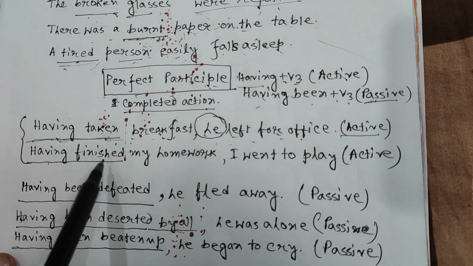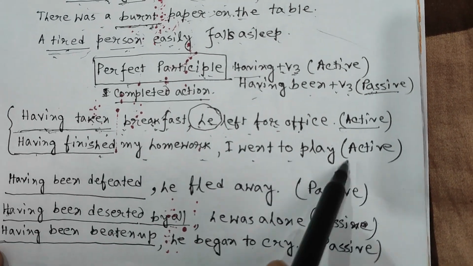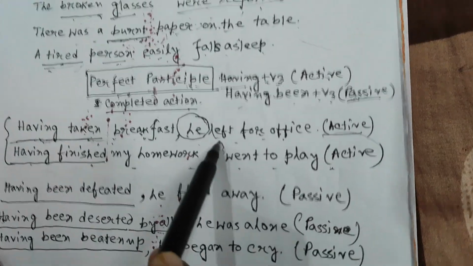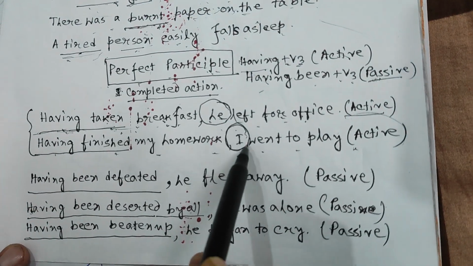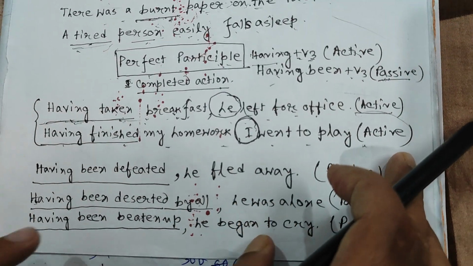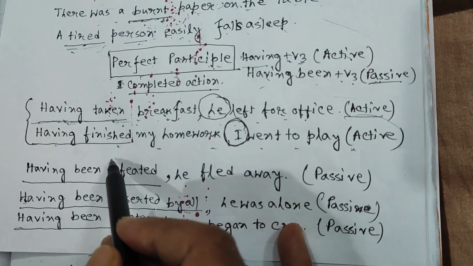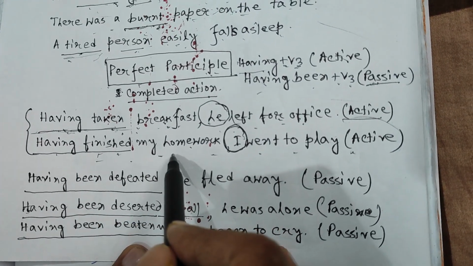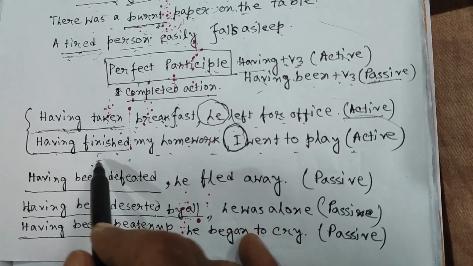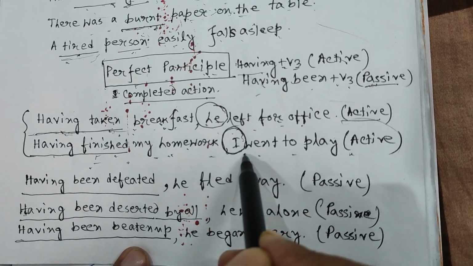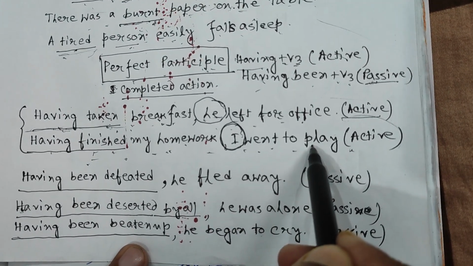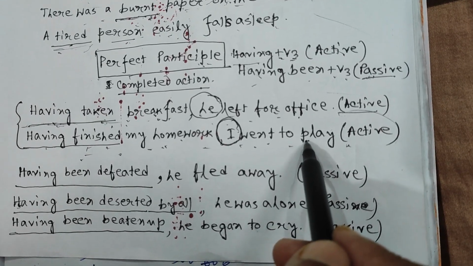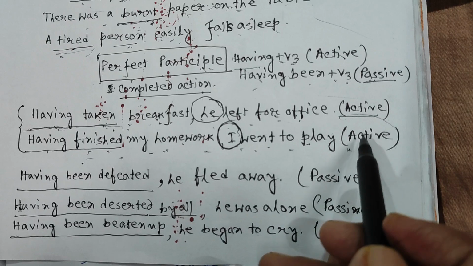Again, having finished my homework, I went to play. This is also in active form. The speaker is I here. He finished his homework first. The act of finishing homework was done first, and then he went to play. So this is also the perfect participle in active form.